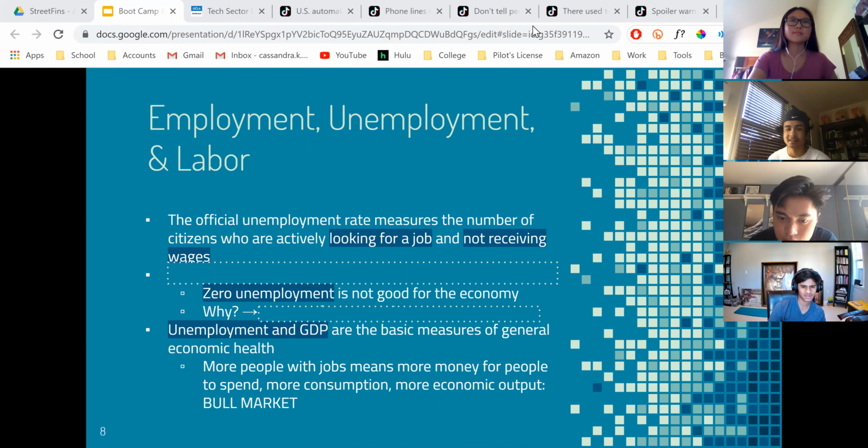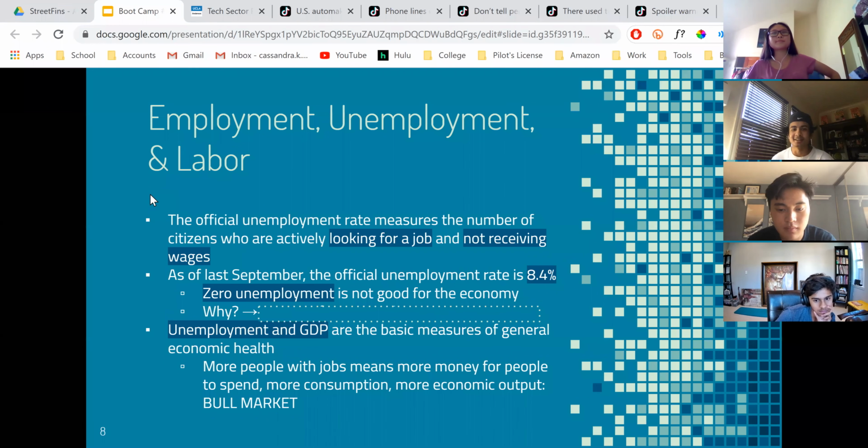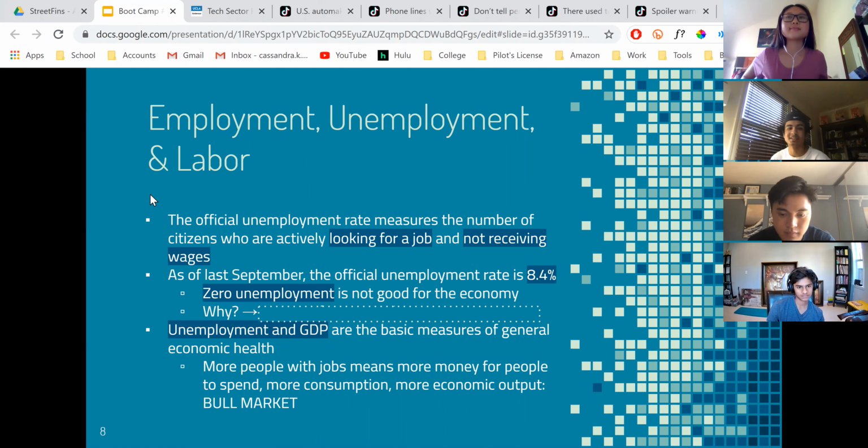Cassie, if you click on the slide, I think it shows the actual number. Before I show it though, does anyone know whether it recently decreased or increased? Yep, we have a lot of people who are caught up in current events. Okay, right. So as of September, the unofficial unemployment rate was at 8.4%. So now adding on to unemployment. By the way, great guesses, everyone, on the unemployment rate and whether or not it's increasing or decreasing.